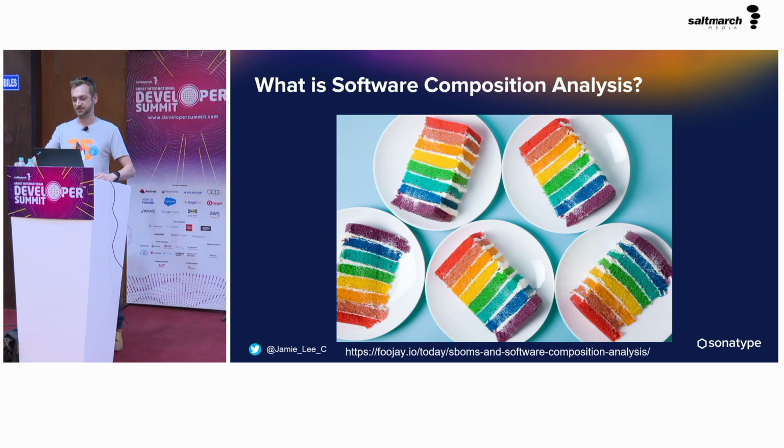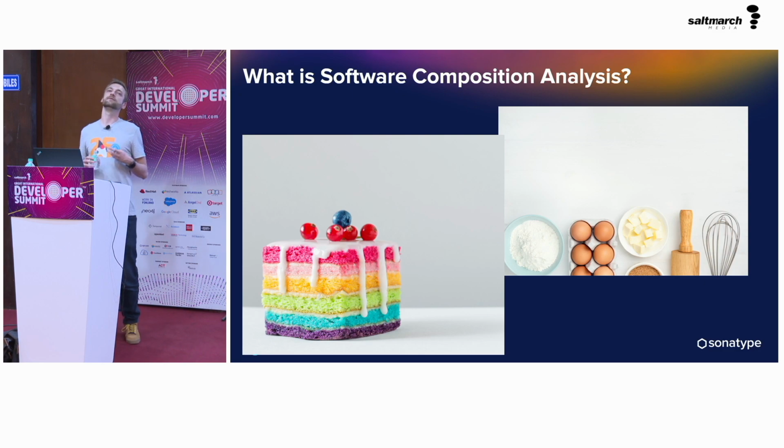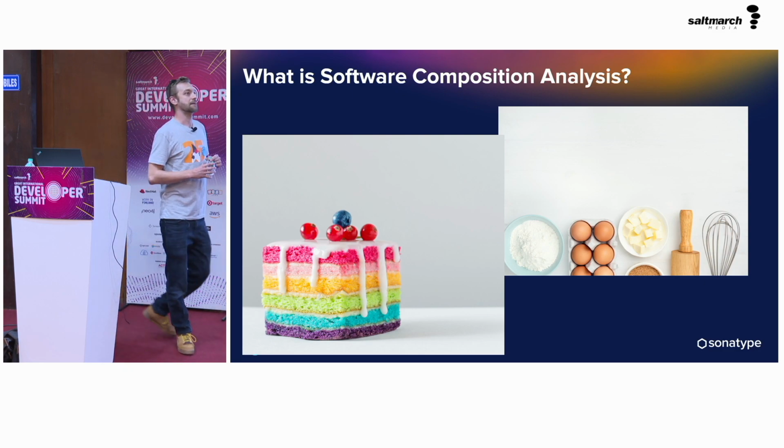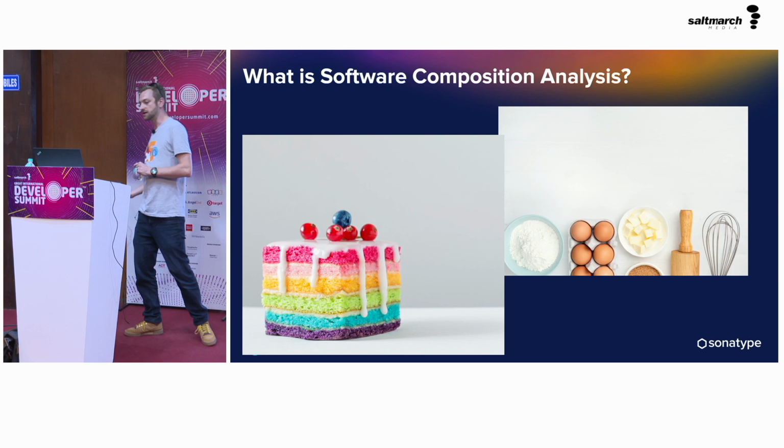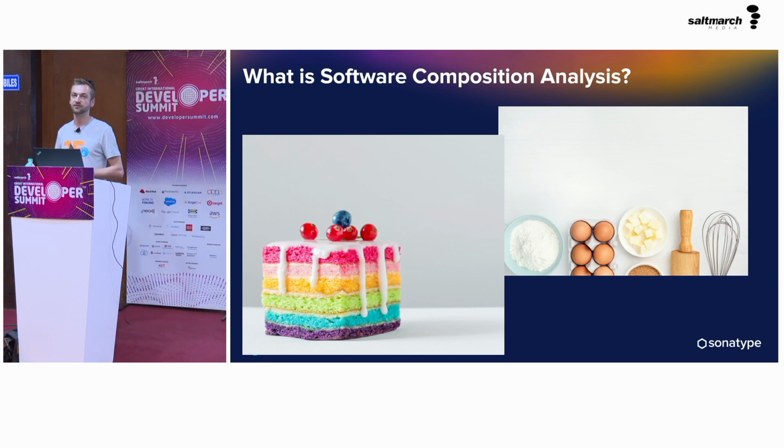So, software composition analysis. I like to use a cake analogy for this. It's nice and easy to understand. What is it? SCA for short. It's a way of looking at your applications and your libraries and making sure that there's nothing bad in there, right? So it's basically analyzing them.